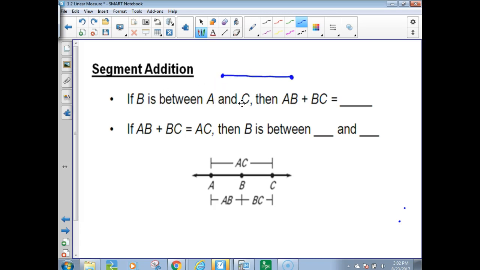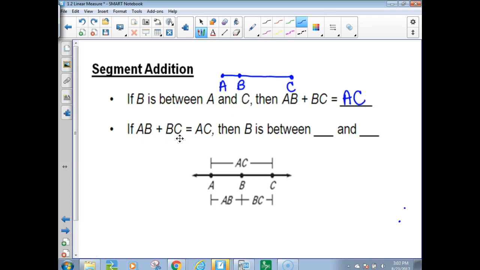If B is between A and C, it's like this picture, but it doesn't mean that B has to be right in the middle. It just means B is somewhere in between A and C, okay? If that's the case, if B is between A and C, then the segment AB, you see here, plus the segment from B to C would equal the entire thing, which would be AC, okay? That's what the segment addition postulate says. Add two segments that are collinear and you get the bigger segment.